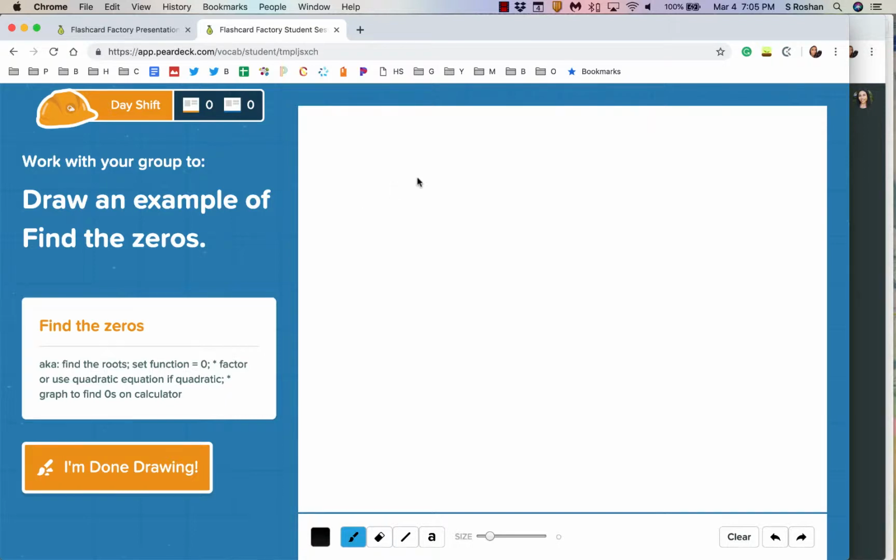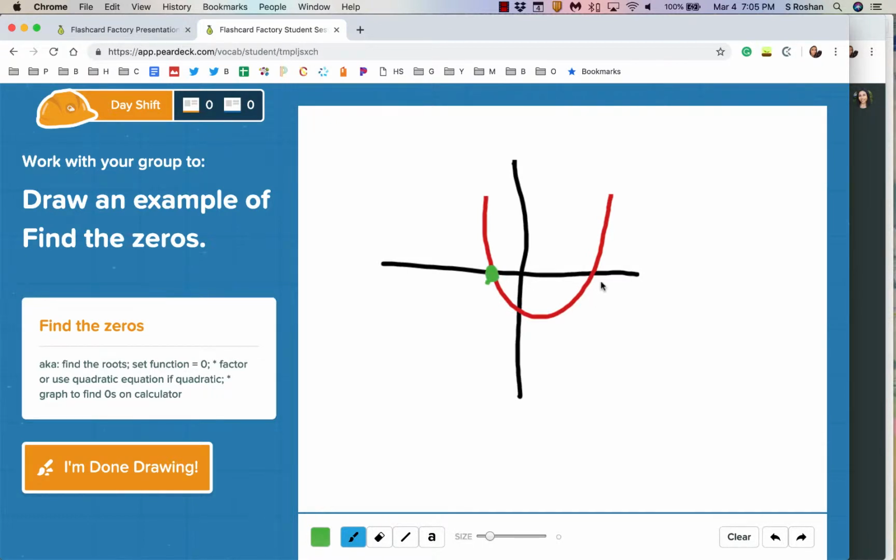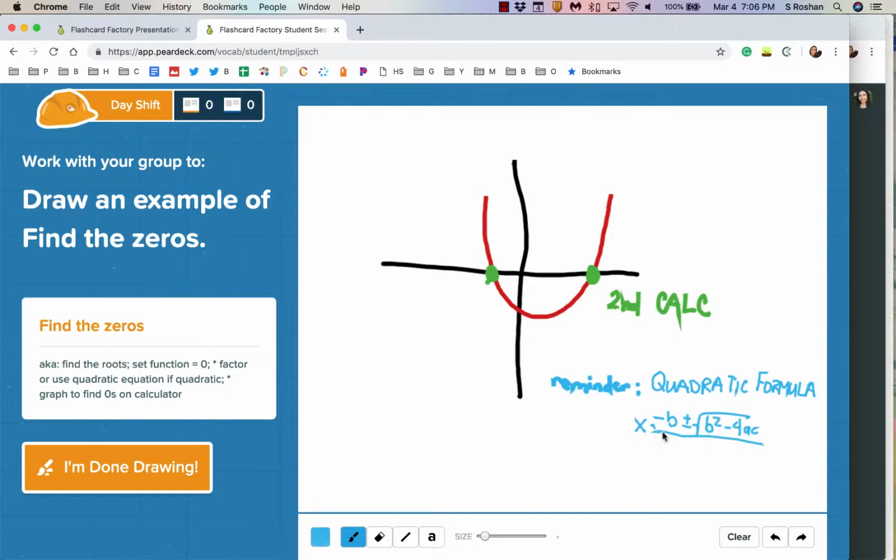So for this one, maybe I'll just illustrate graphically. These would be my zeros, right? If I'm doing it on my calculator, maybe I would write a hint, use the second calc function in order to do that. Maybe I also want to give myself a little reminder of the quadratic formula. X equals negative b plus or minus the square root of b squared minus 4ac all over 2a. So that one's really general. For most of these problems, I want a more specific example, but this one's just really general. So that's good. I'm going to be done drawing.